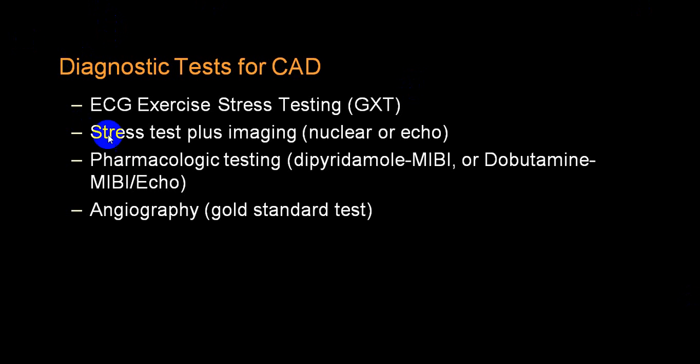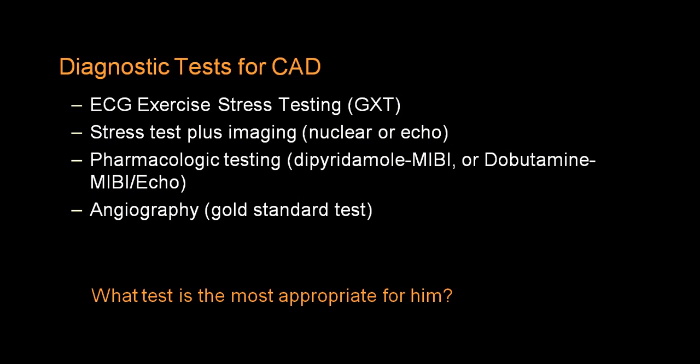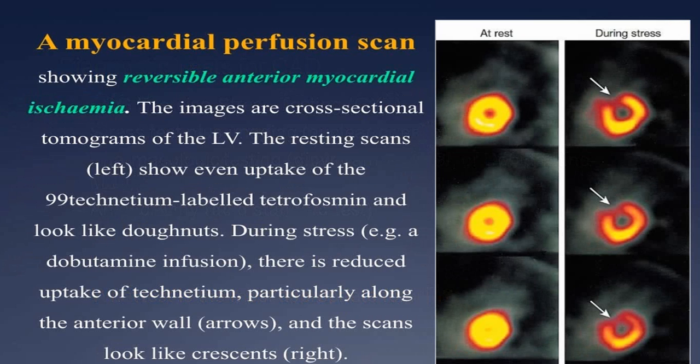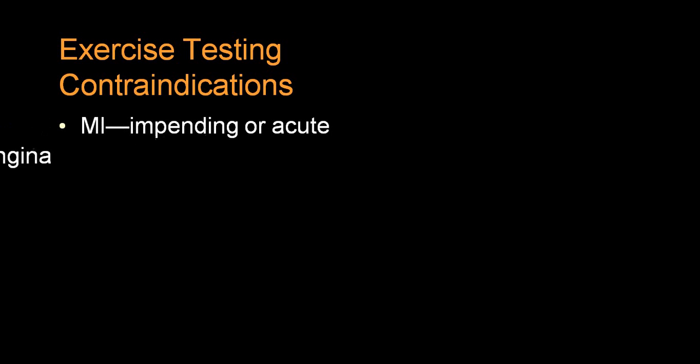Additionally, you can go for nuclear stress testing or echo stress testing. You can go for dobutamine stress testing or angiography. And angiography is a good number of times combined with CT or MRI. PET scan will give you an idea regarding a viable and non-viable or even ischemic, non-ischemic myocardium.